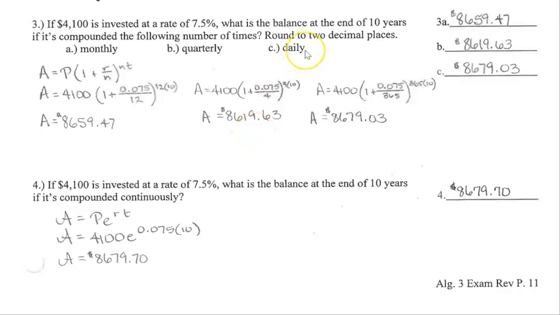All right, then same thing with daily. Daily is 365. So I'm going to replace 4 with 365 and replace 4 with 365. And again, I'll get a similar amount.